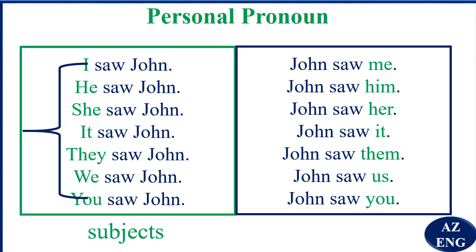But you understand that in the sentence, it is the way that the person uses it. John saw you, or you saw John. So you saw John, you is the subject, but John saw you, you is the object. So here, me, him, her, it, them, us, you, they are the objects. Good. Let's move on.